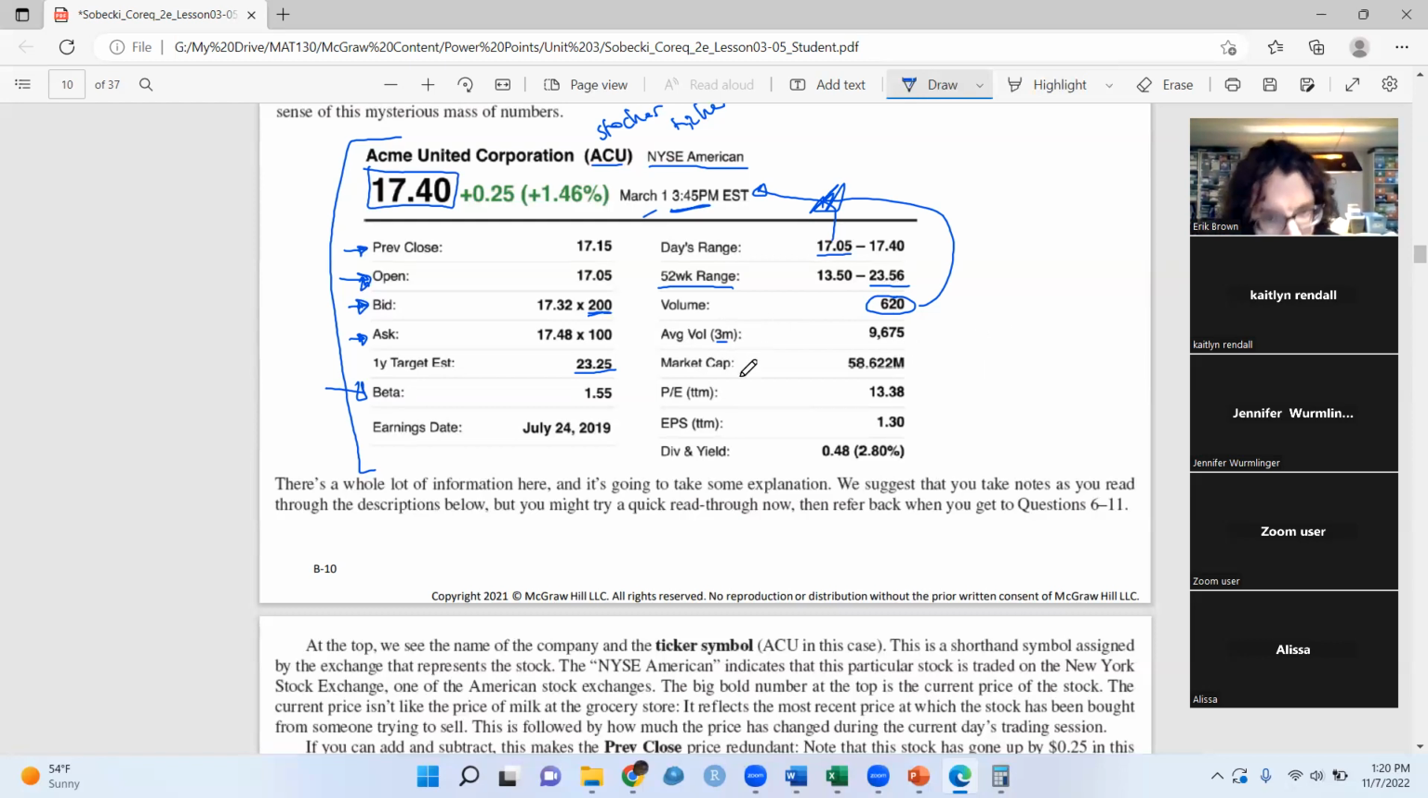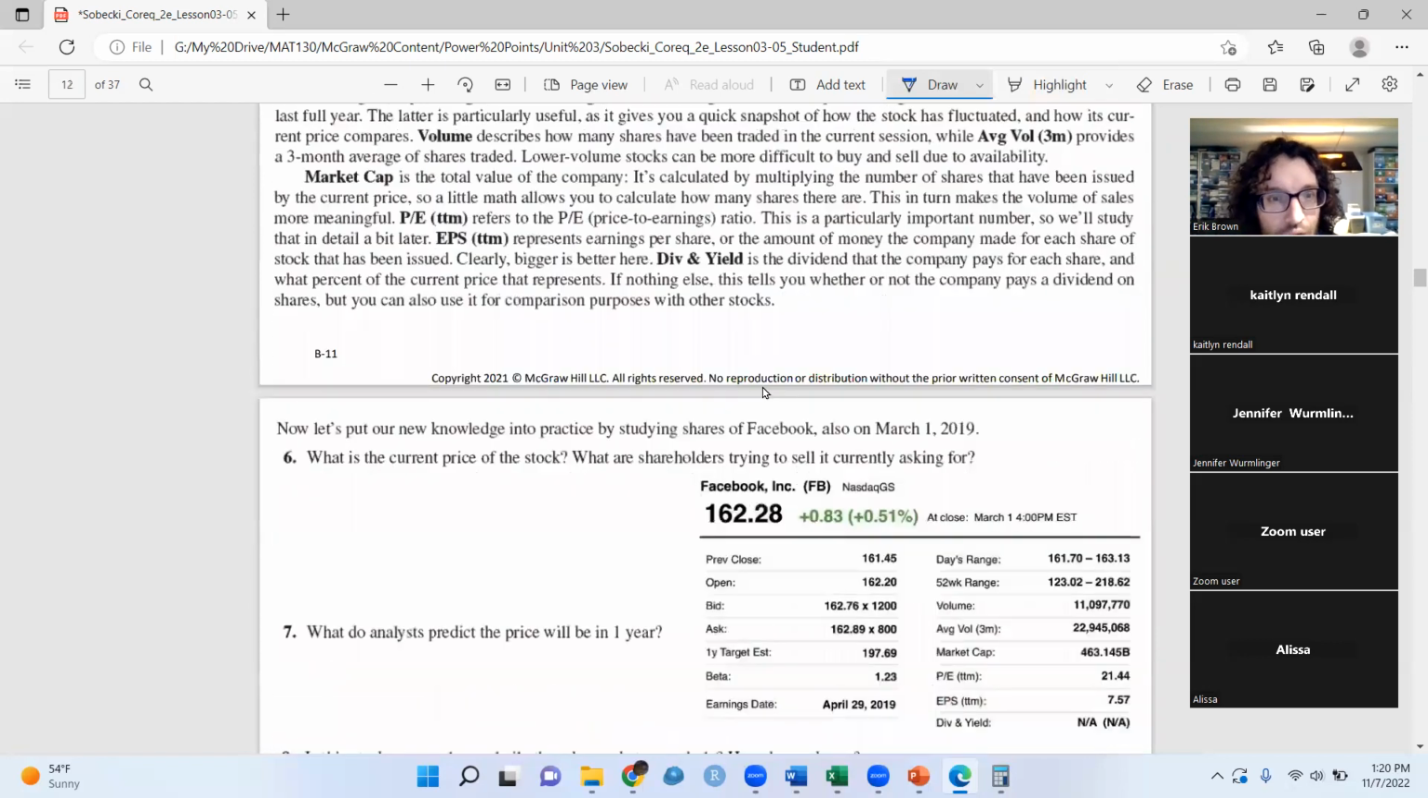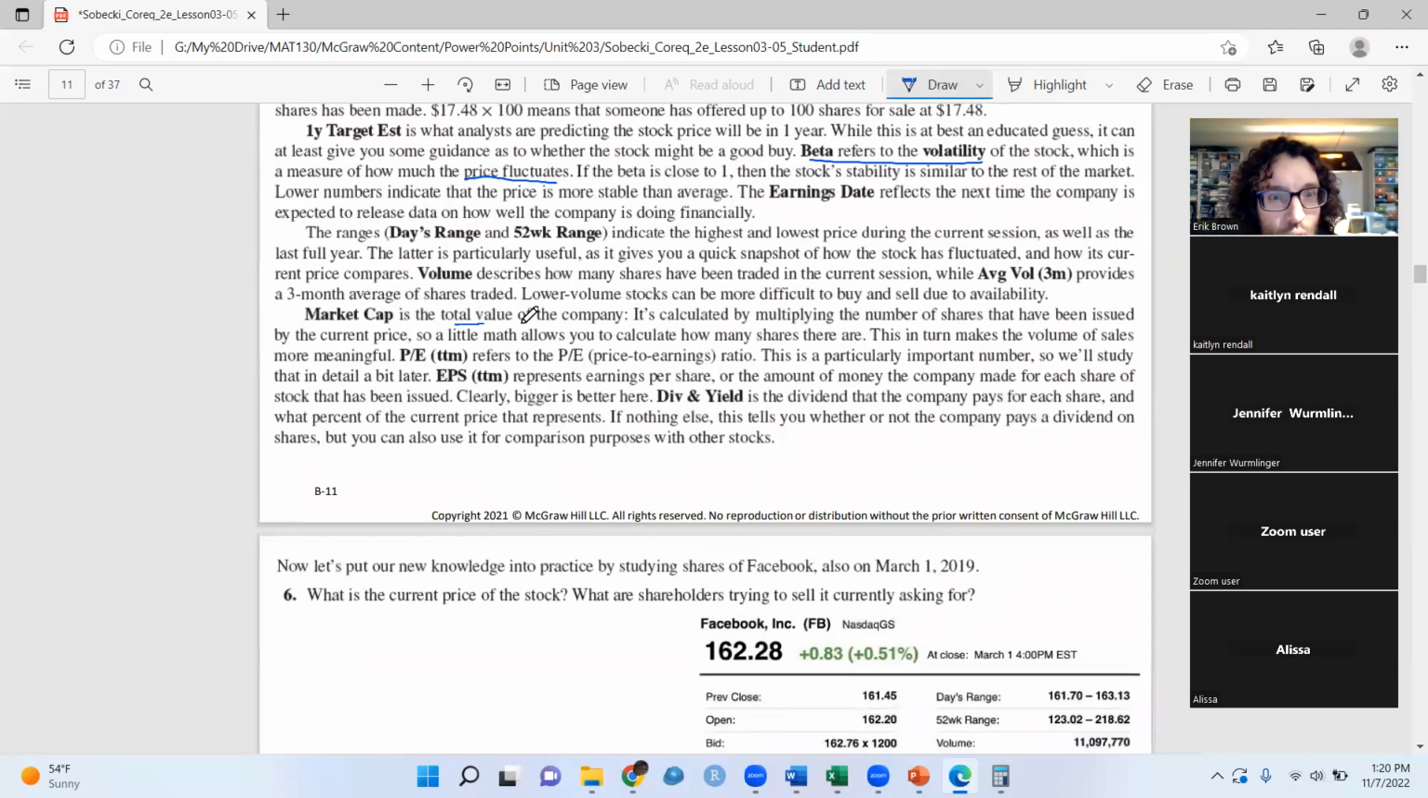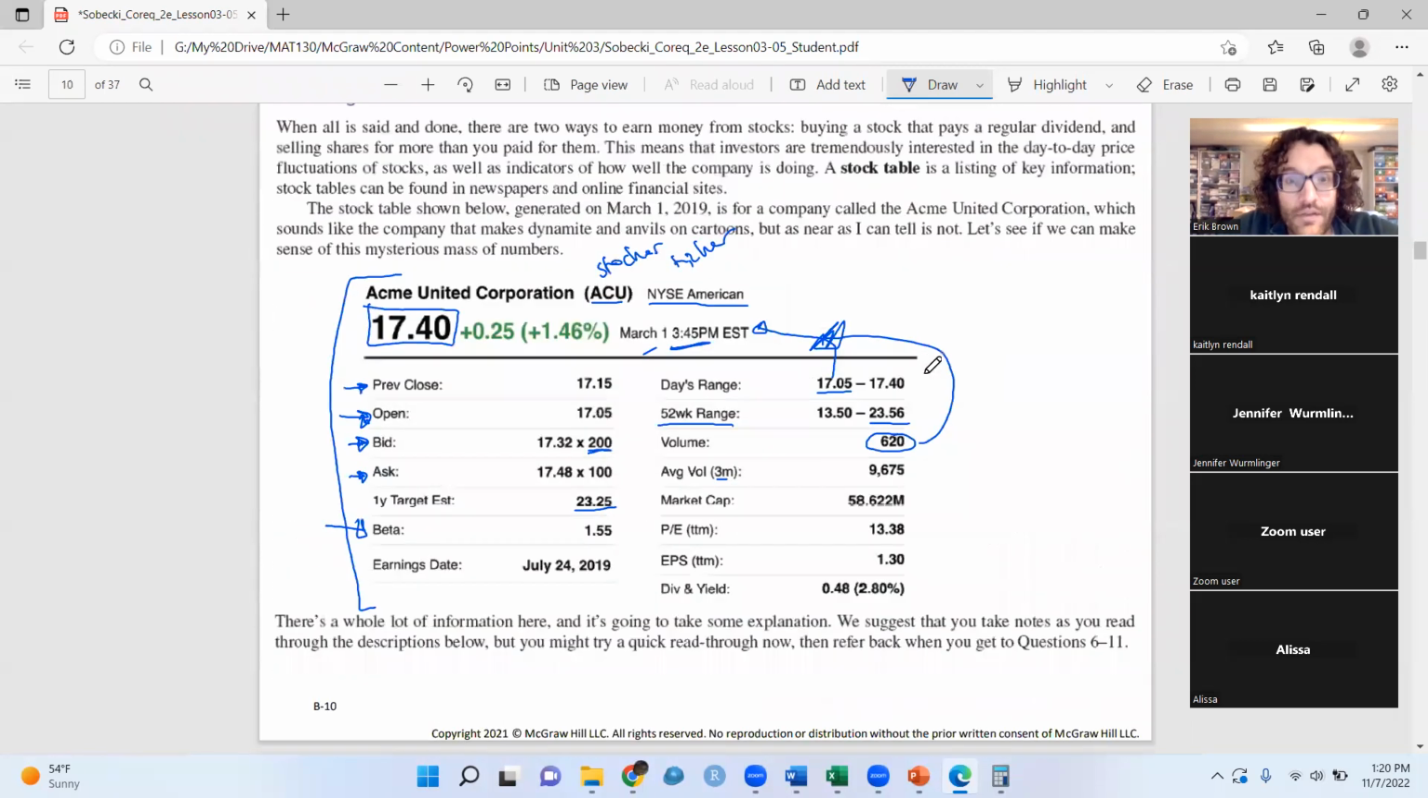Okay, market cap. What's up with that? Our author tells us the market cap is the total value of the company. It's calculated by multiplying the number of outstanding shares that people have bought by the current price. Now, nowhere in our ticker does it say how many shares there are. So we can calculate the number of shares using the market cap. This particular company is worth $58 million.